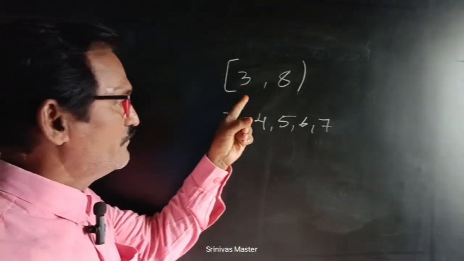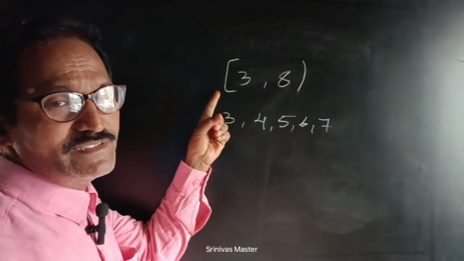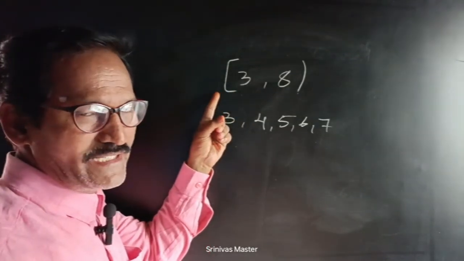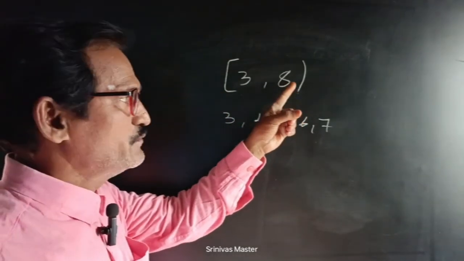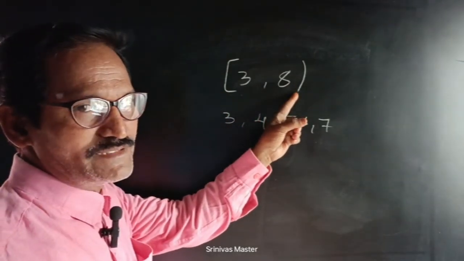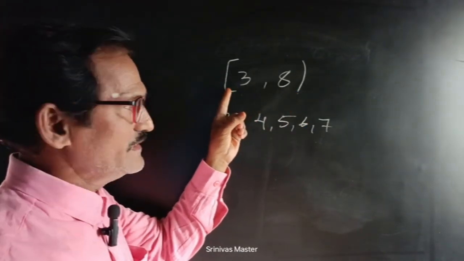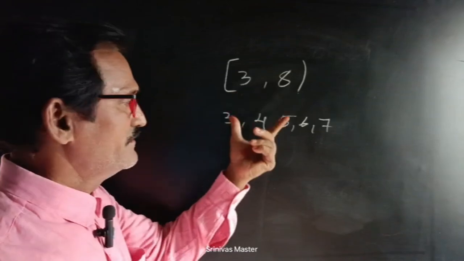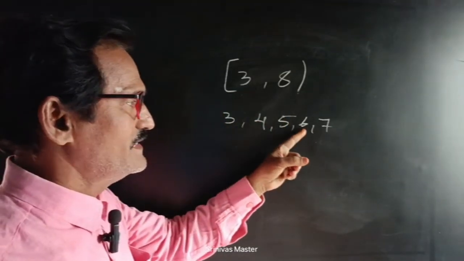Why did you include 3? Because it is bounded with the square bracket, and this other one is bounded with the open bracket. Open means except, closed means including. According to the values given, the numbers are 3, 4, 5, 6, 7.